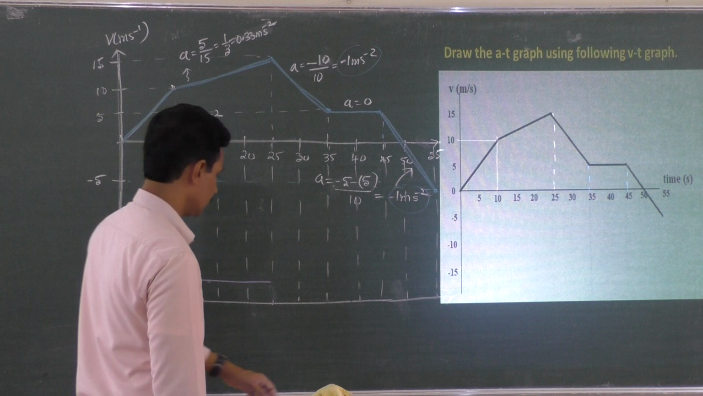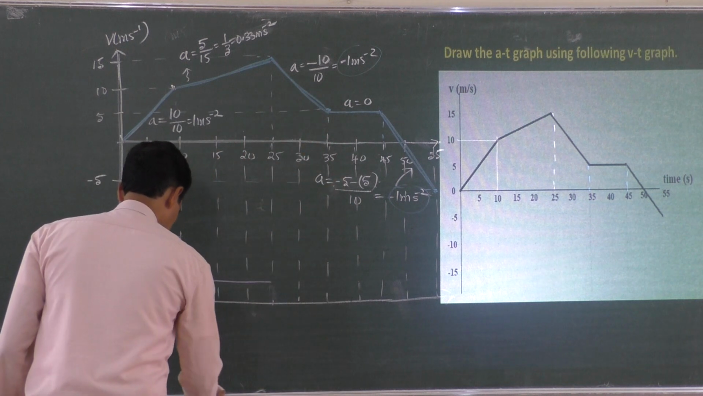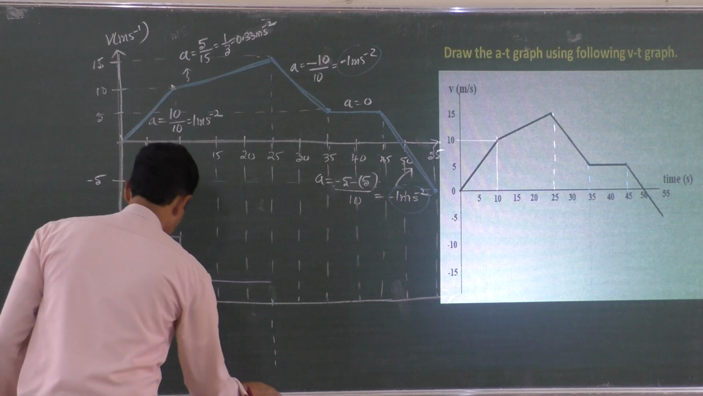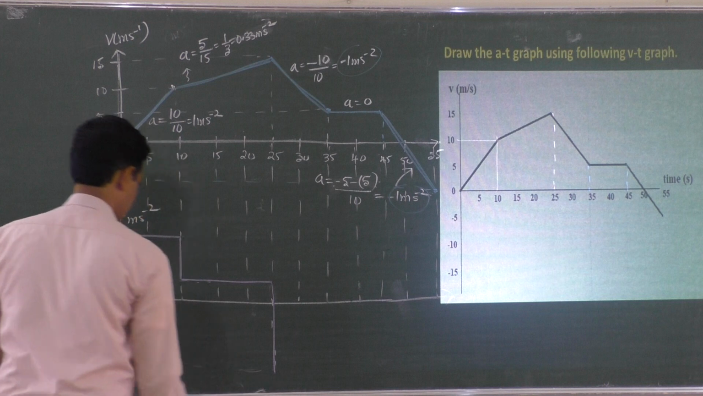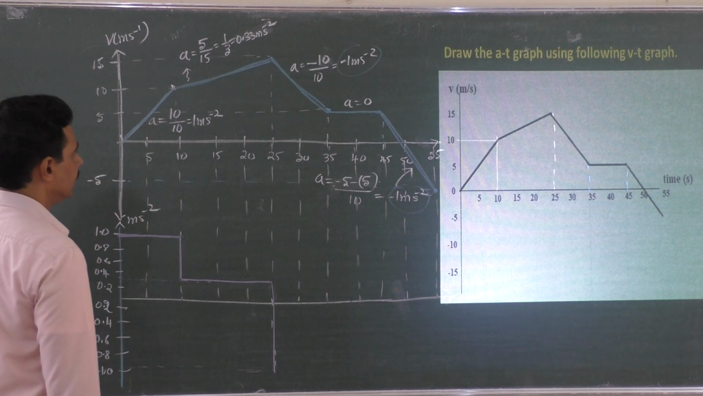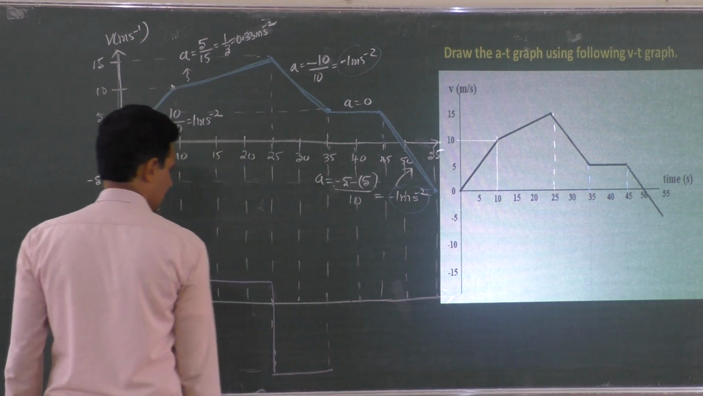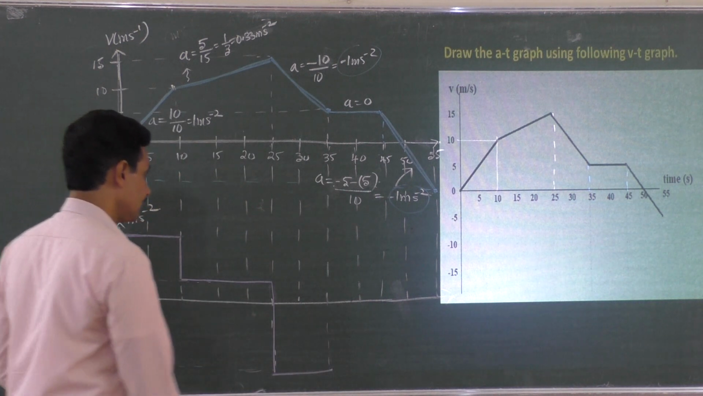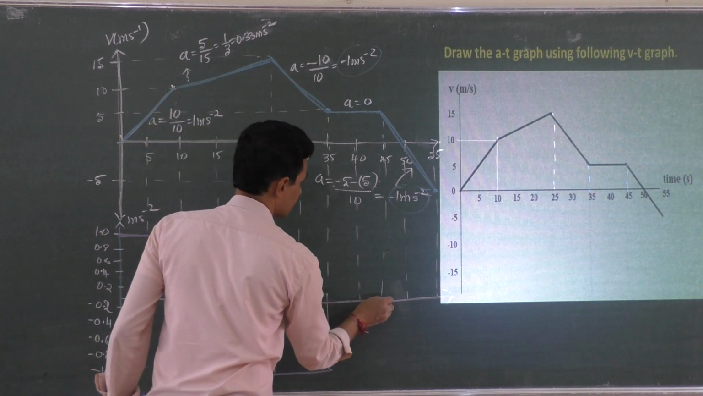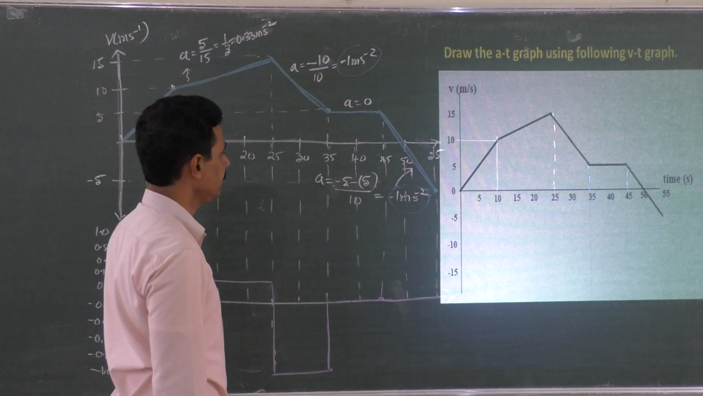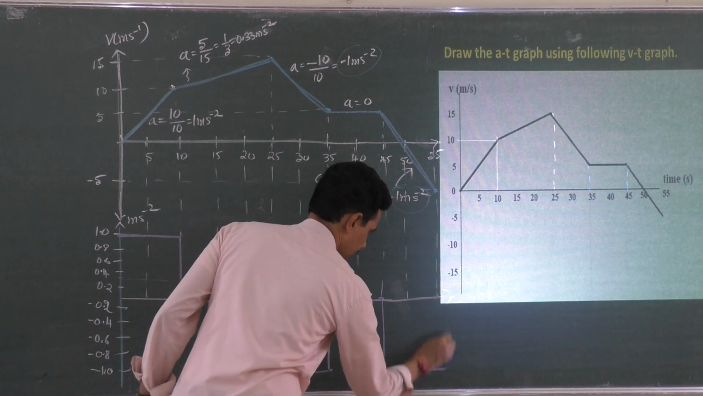Then negative acceleration, minus 1 meter per second square. So I have to proceed this down. Here it comes, minus 1 meter per second square. Then up to 35 seconds. Then constant velocity, acceleration 0, up to this. Then again minus 1 meter per second square, again this one up to 55 seconds.